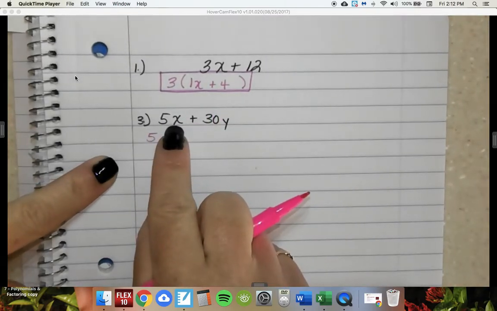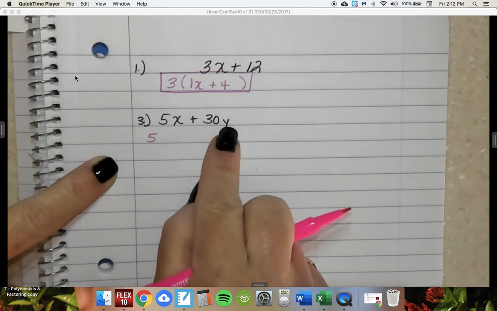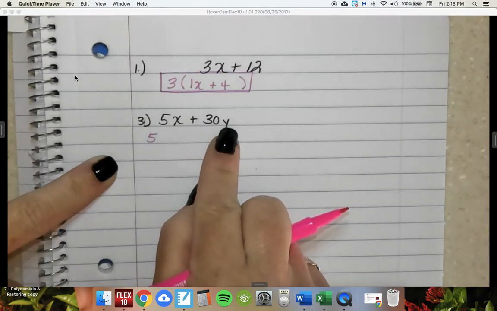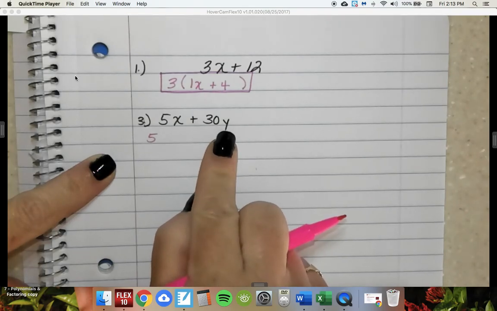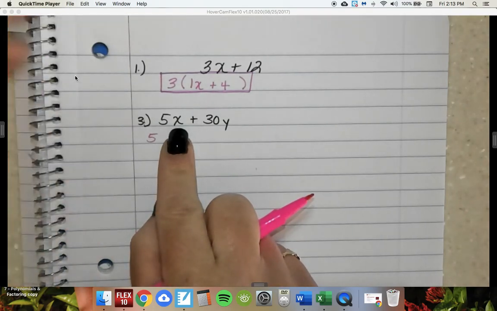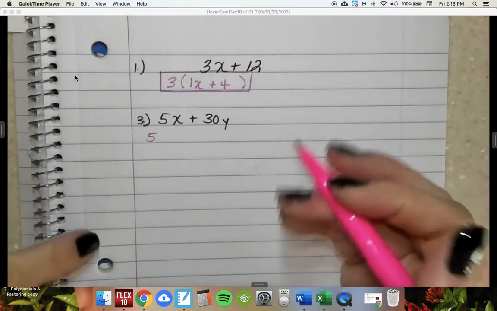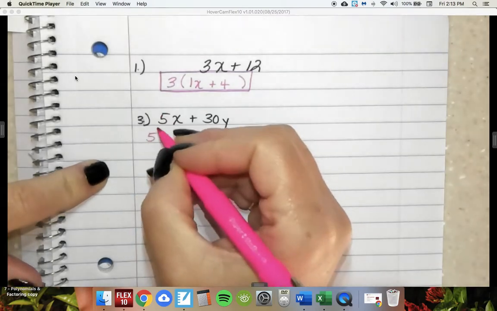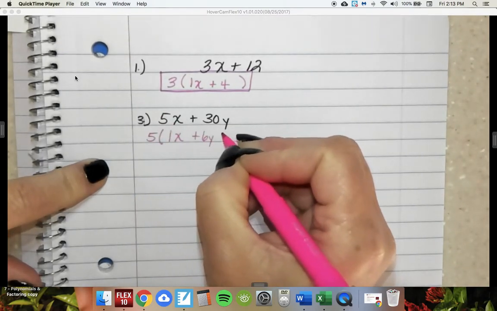Now, could I take an x out of here? Yep, only if you could also take an x out of here. Oh, he doesn't have one to give. So you cannot factor out an x. He's got a y, but he does not, so you cannot factor out a y. So they have to stay inside the parentheses. All we're going to do is divide out the 5. That would leave a 1x and a plus 6y.